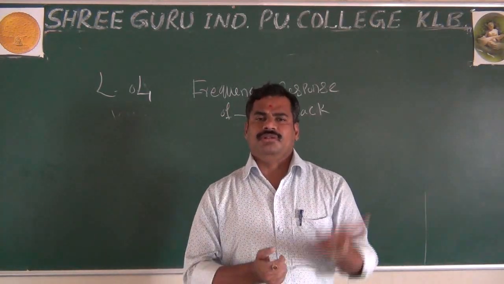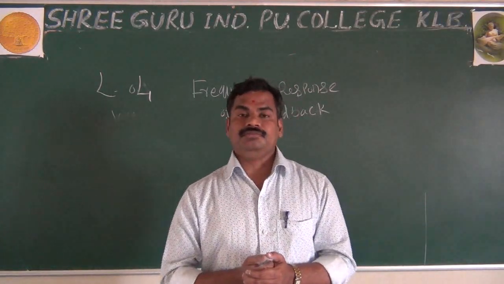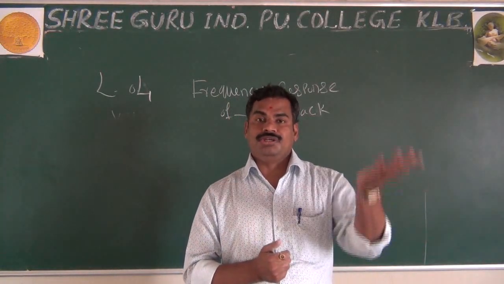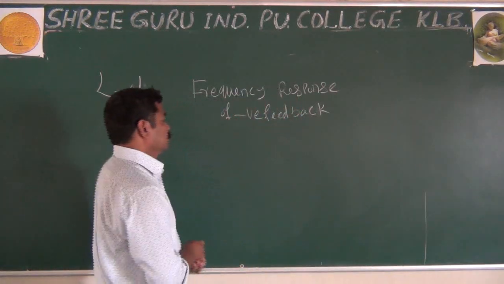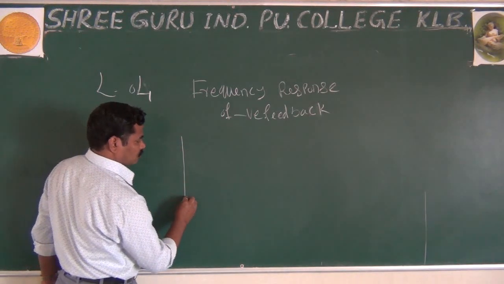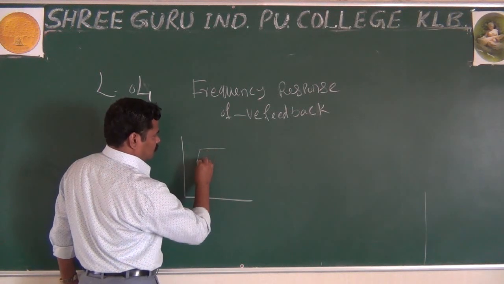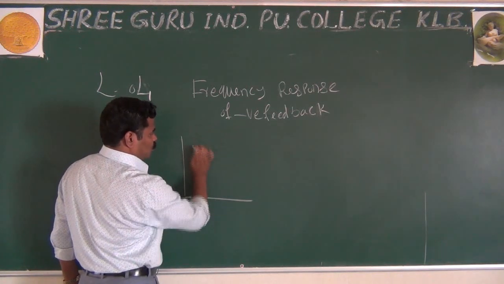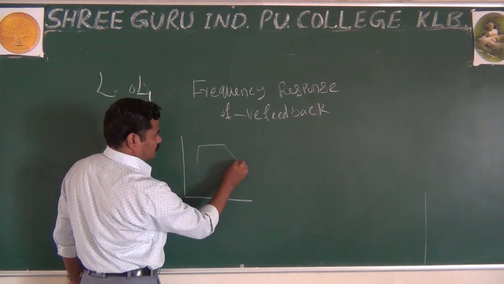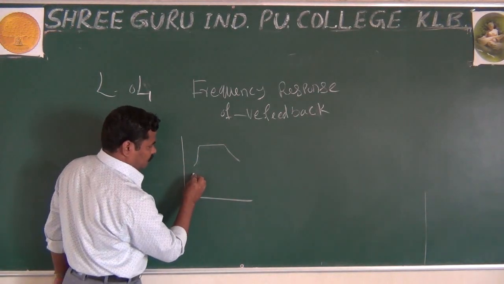How is it possible to increase the bandwidth? If you use negative feedback in amplifiers, it is possible to increase the bandwidth. How will we go about that? As you know the frequency response curve, first you go for the one without feedback, and this is the one with feedback.